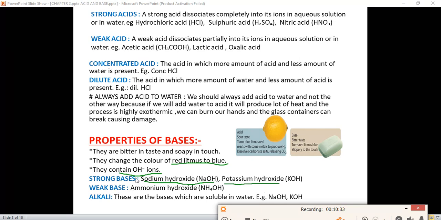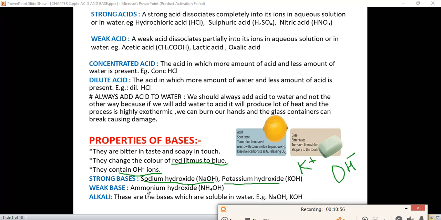The definition of strong base is also the same like strong acid. A strong base is that base which dissociates completely into ions in aqueous solution. For example, NaOH will break down into Na plus and OH minus. Potassium hydroxide will break down into K plus and OH minus.